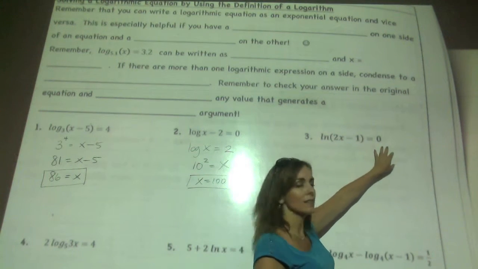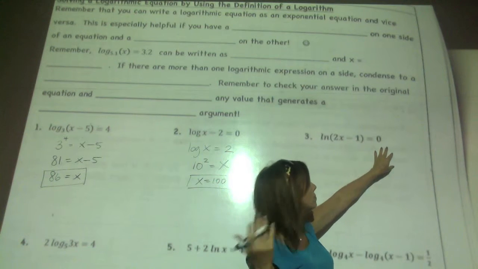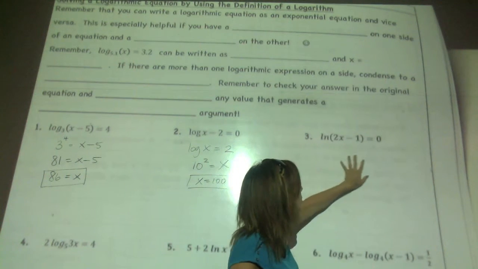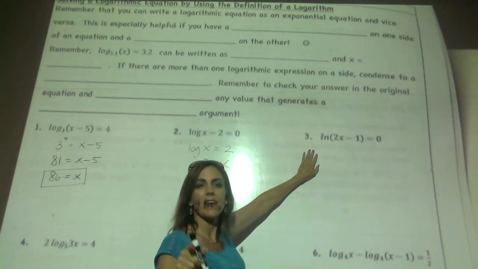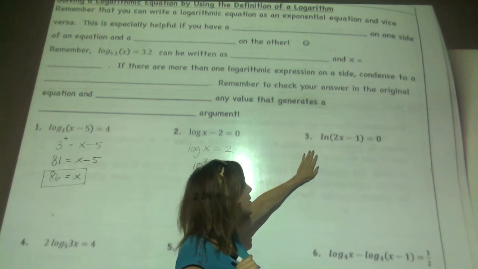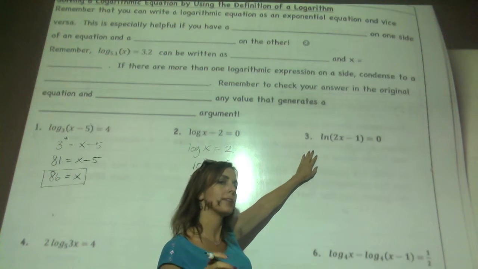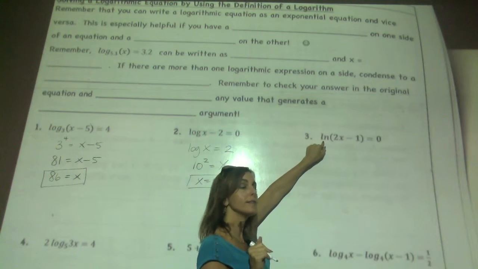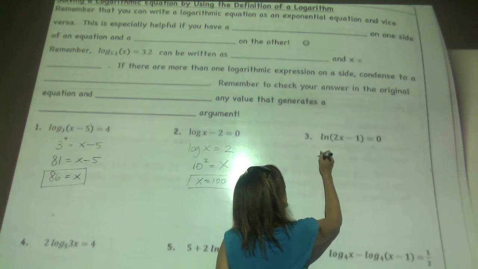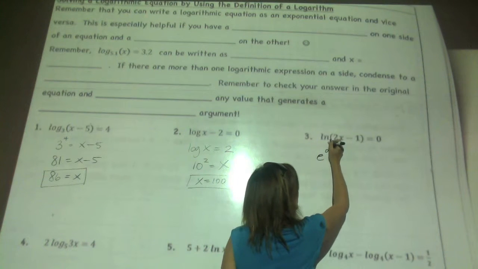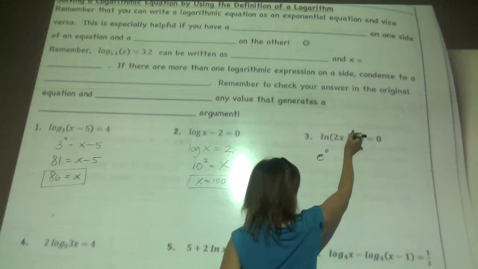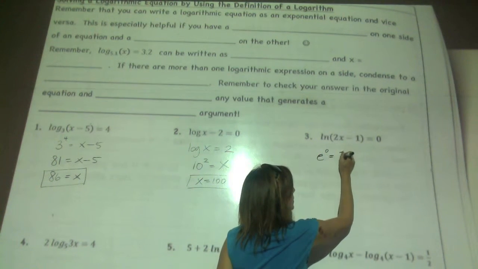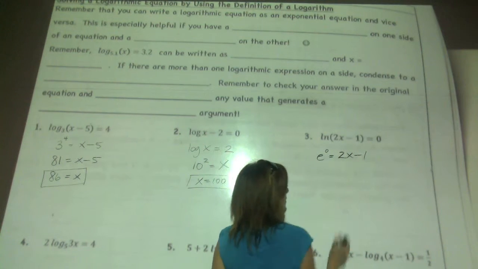Logarithm equals a constant. The constant can be 0. That's okay. Okay, so now let's rewrite it. What's the base here? That's that other special logarithm that we see that doesn't have a base explicitly written. So the base, when you see ln, is e. So this is e to the 0 power. Base to the power is equal to the argument. E to the 0 equals 2x minus 1.